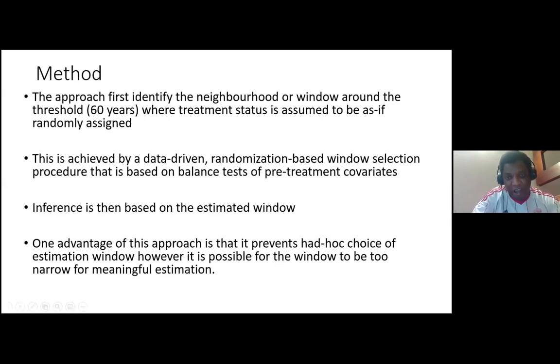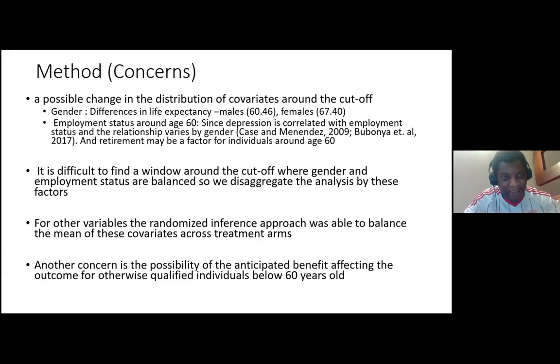Of course, you still have to talk about the problem of unmeasured factors, but because you are using an RDD design, you don't expect that to be a big factor. Inference is basically based on that estimation window, and like I said, in some cases the window may become very, very small. So there are a number of concerns that we try to address in the paper.